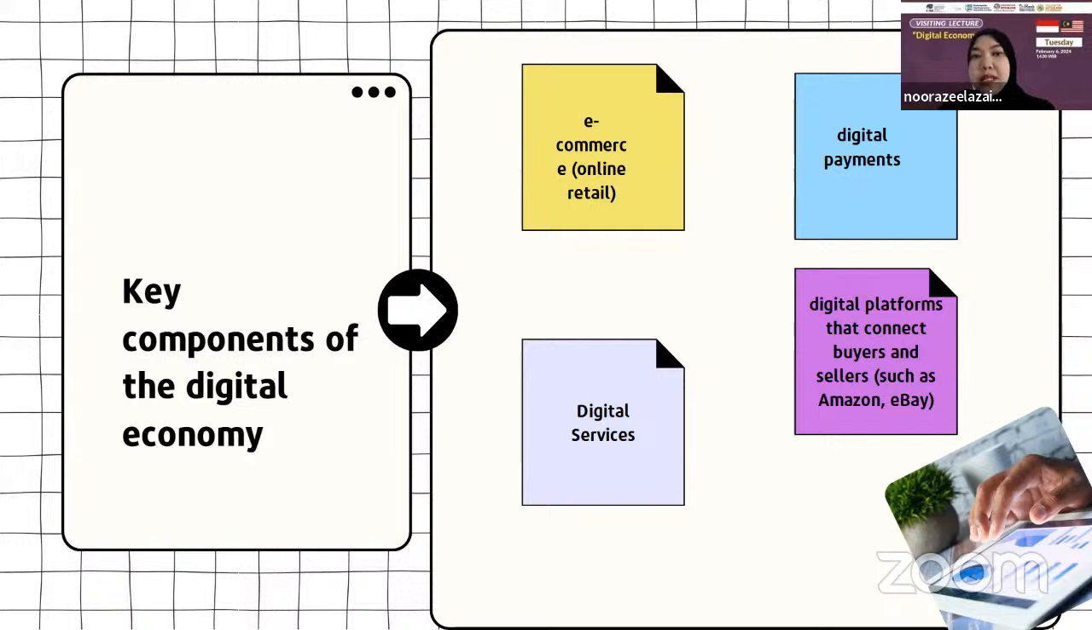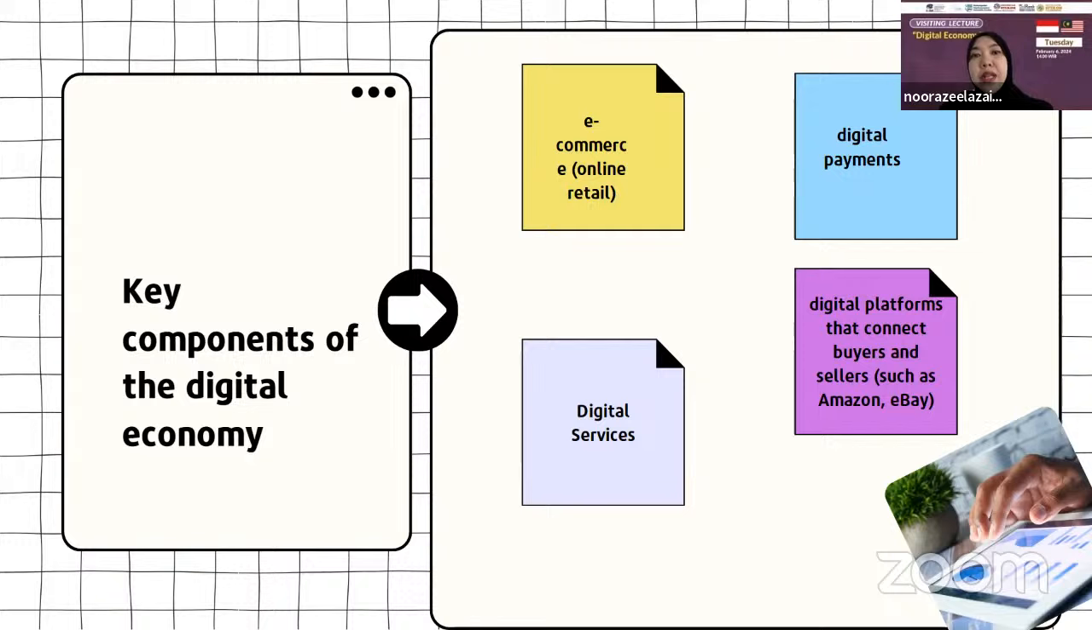Then the next key component of the digital economy is digital services. Digital services encompass a wide range of online services delivered over the internet, including software as a service, cloud computing, streaming media, digital advertising, online education, telecommunication services, and digital entertainment platforms.